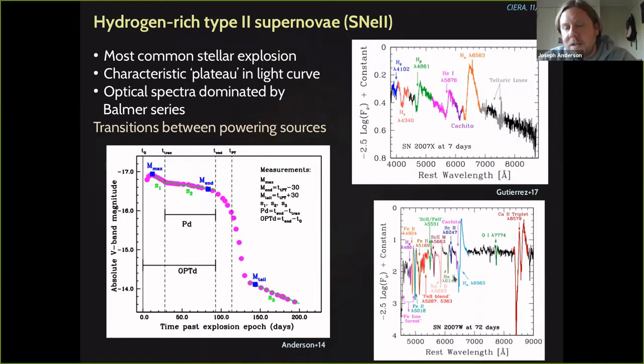It also shows some example spectra here, which again in the top you see at early times is dominated by the Balmer series, dominated by strong hydrogen features. At later times, so this is now at 72 days past explosion, you see many different lines, many metal lines, etc.